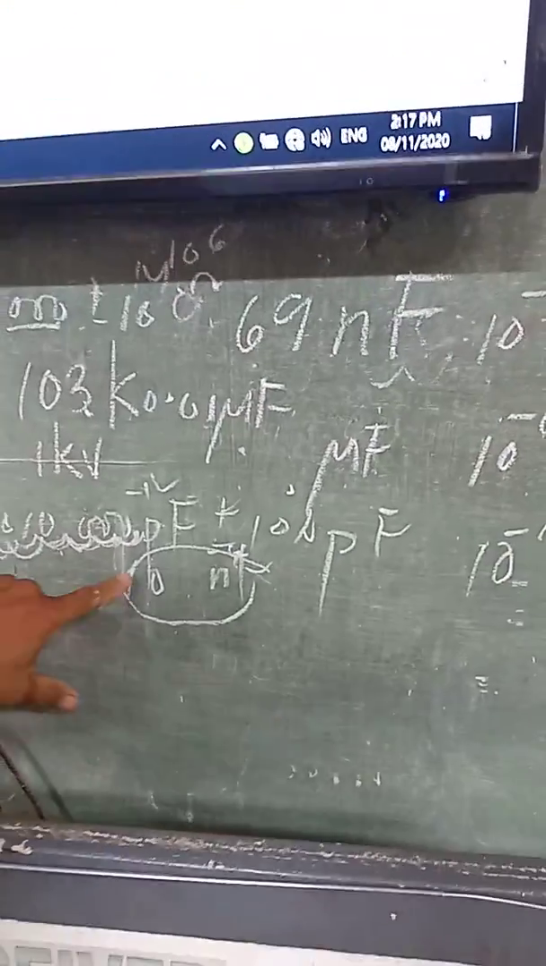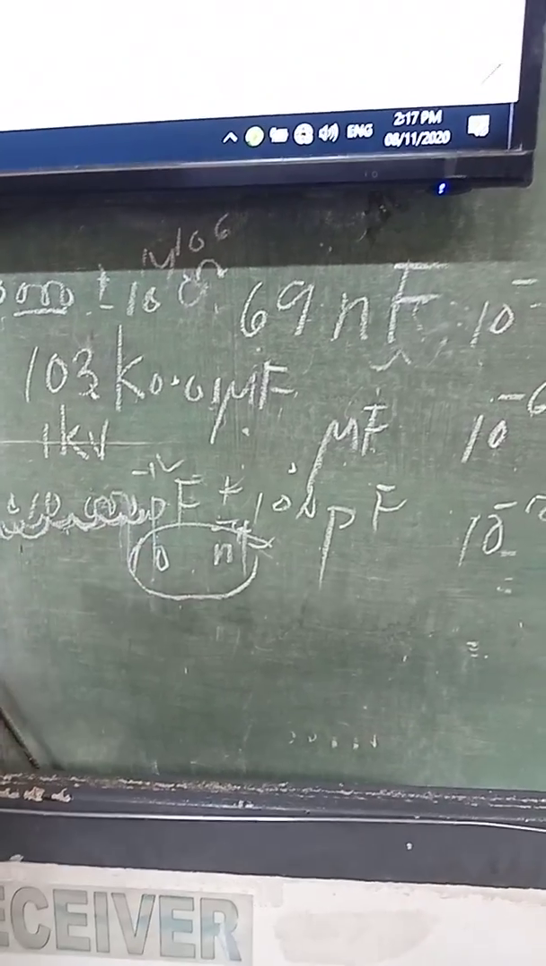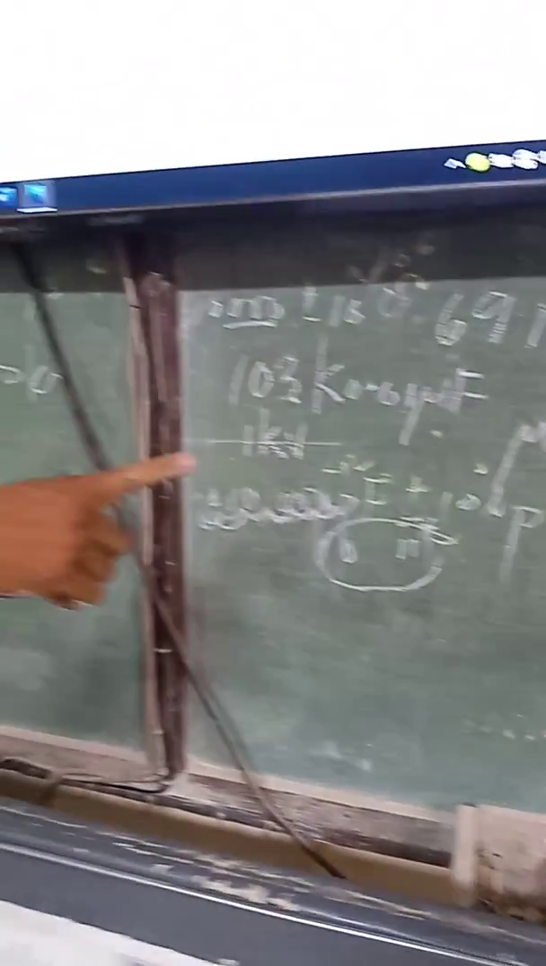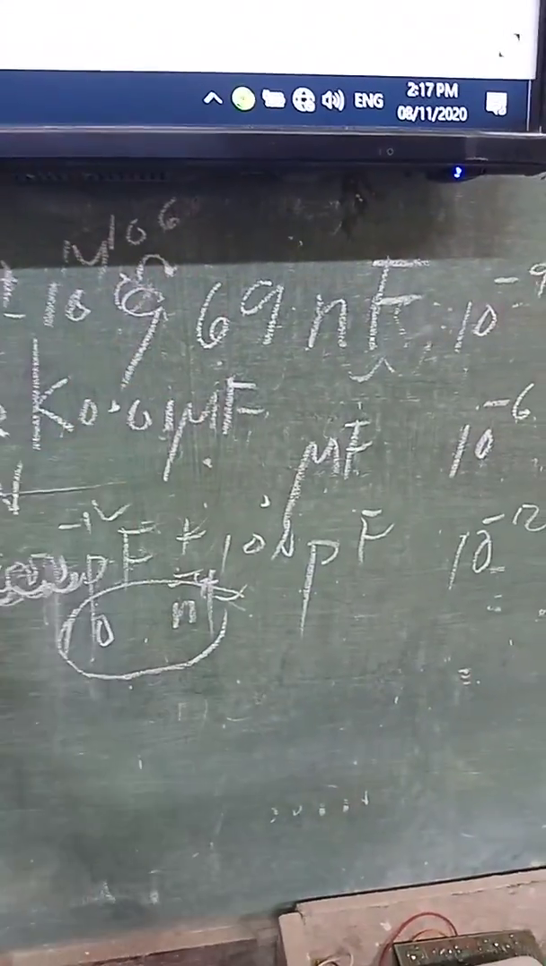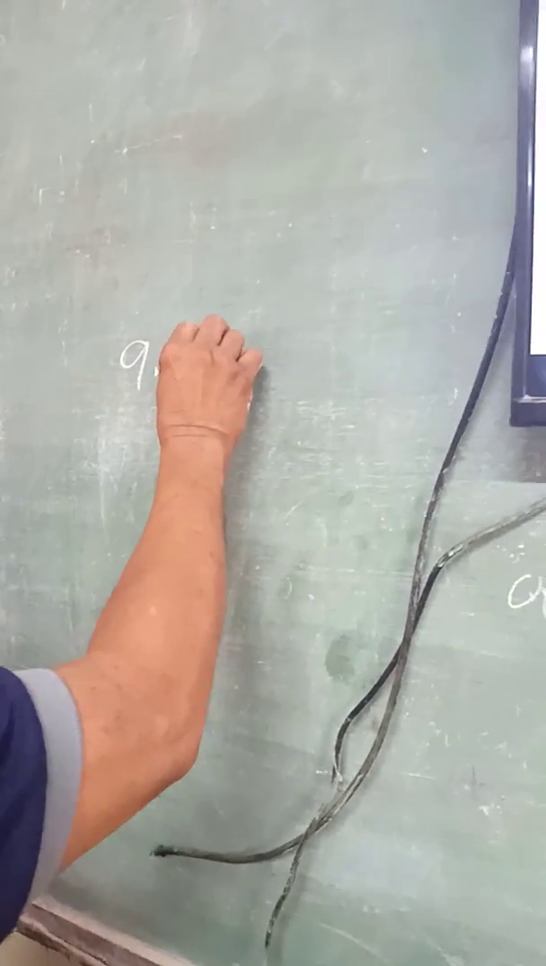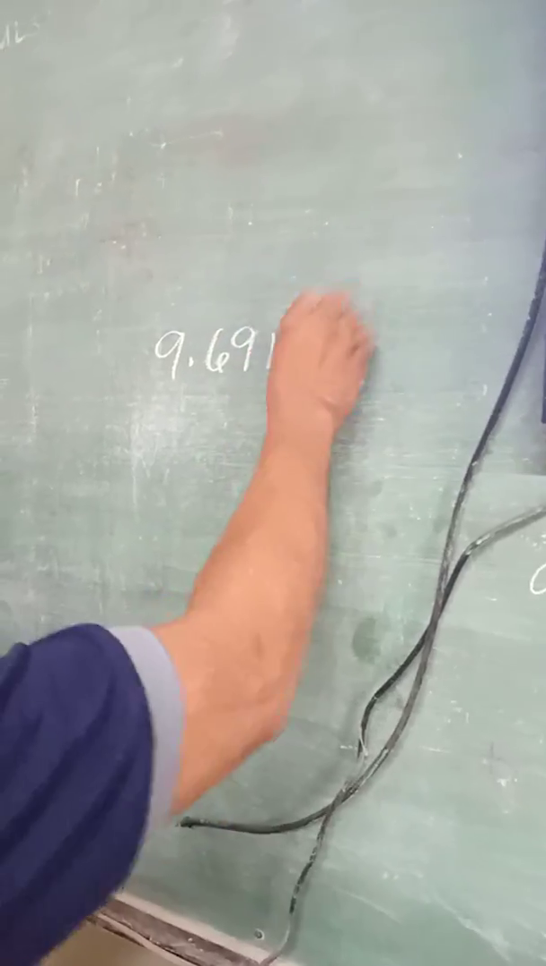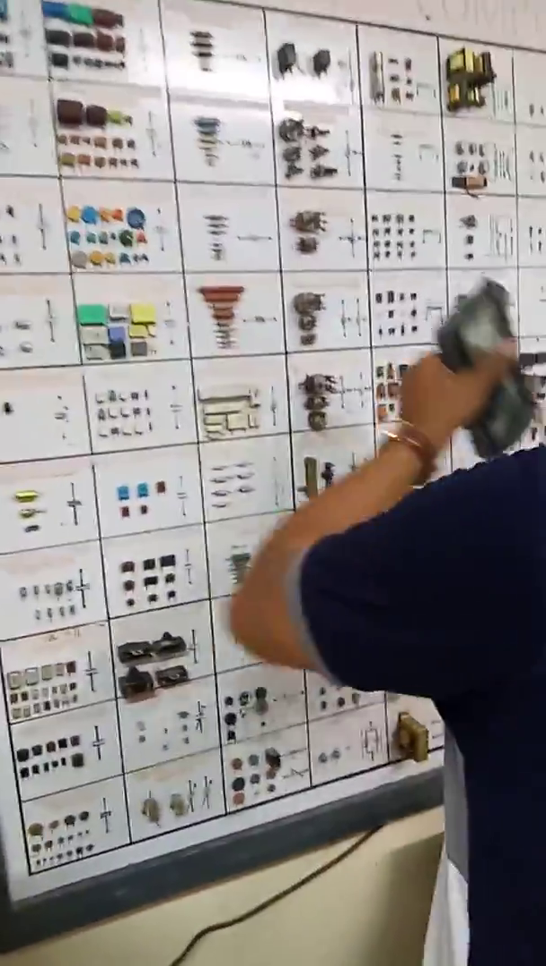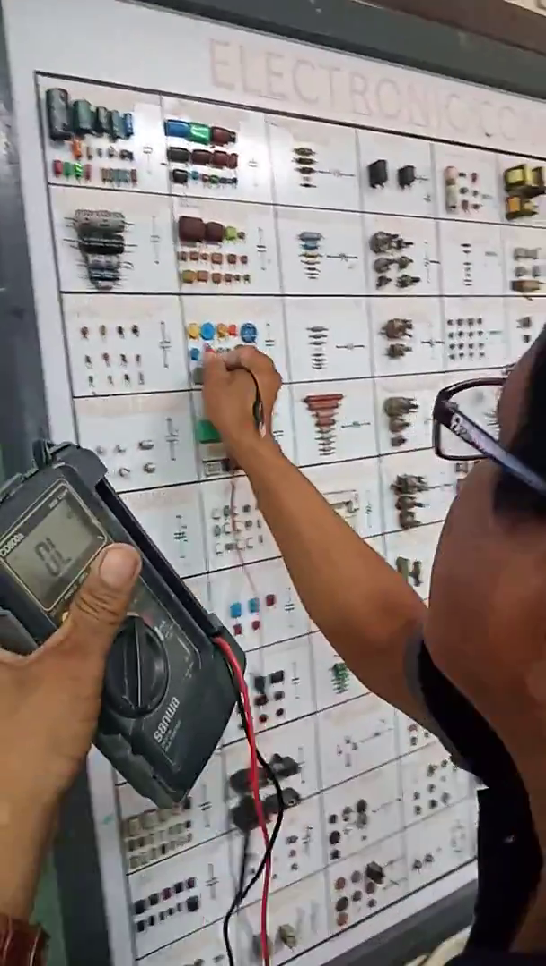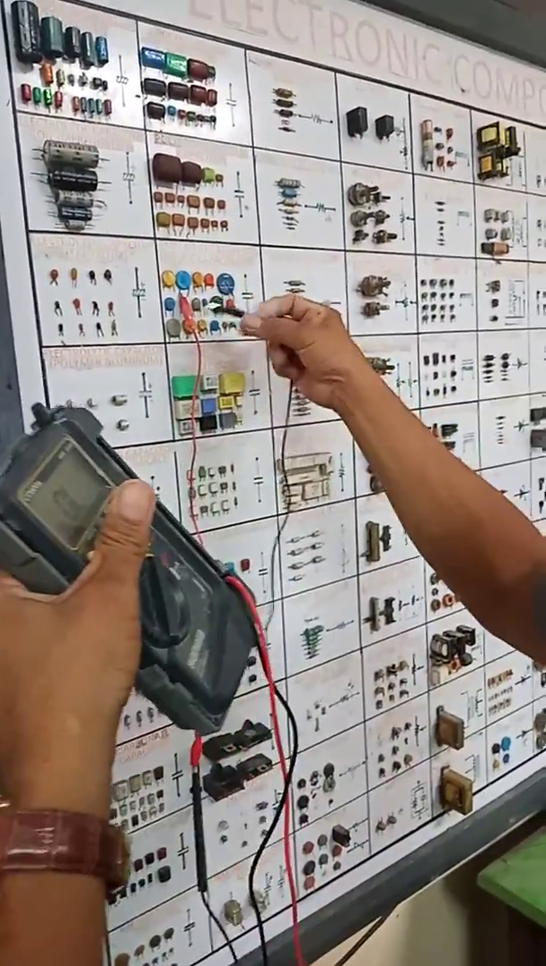So that is now the measured value. How much is the measured value? That was 9.69 nanofarad. Okay, let us measure it again. This one, right? Okay, we have it here.